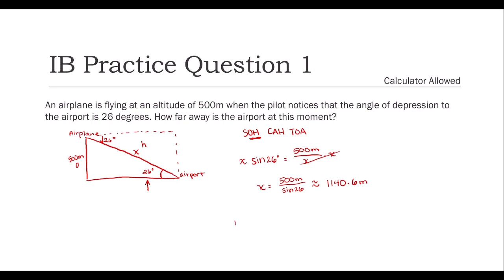So I would say the airplane is 1,140.6 meters from the airport. And that's your answer.